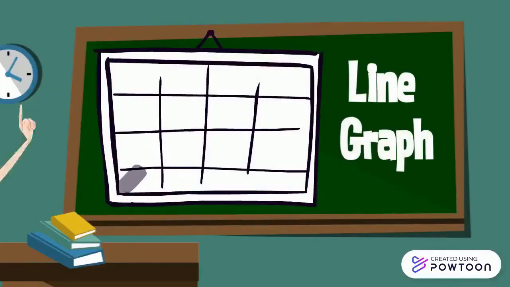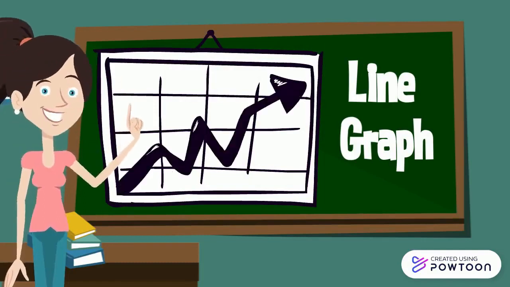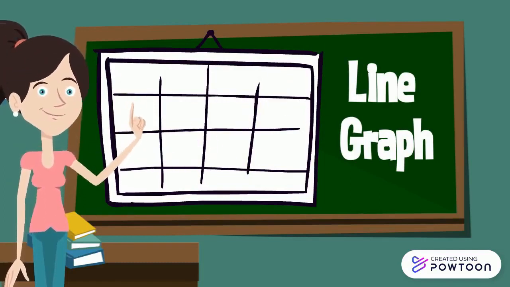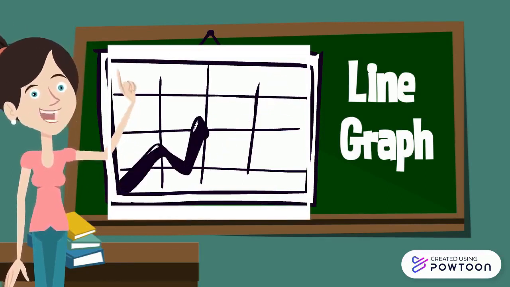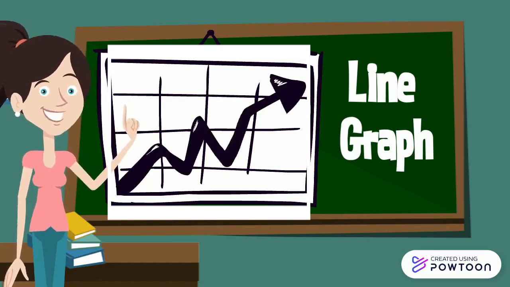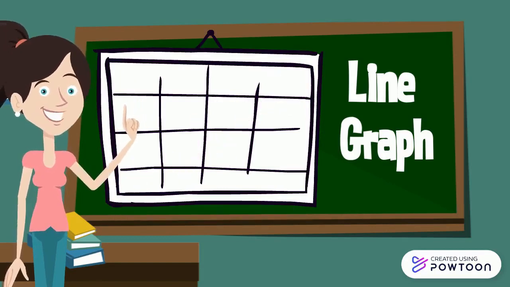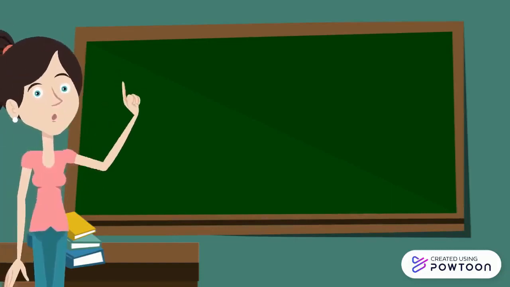A line graph is a graphical display of data that continuously change over a specific amount of period or time. The line or lines represent movement and may ascend or descend depending on the trend they show.